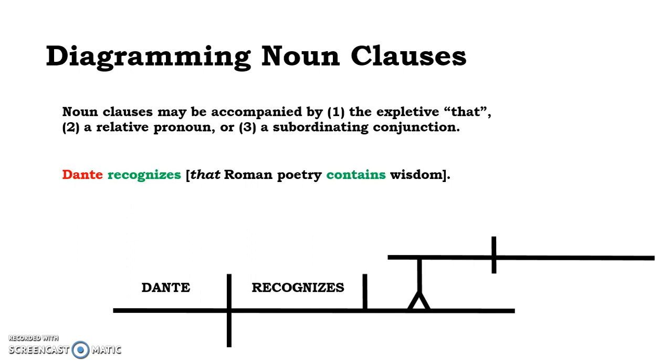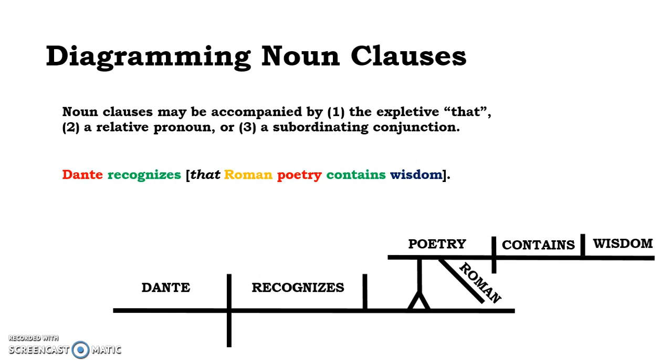Okay, verb, contains, that goes on the baseline here. Poetry, subject, that goes where the subject goes. Roman, that's an adjective we see modifying poetry, so we put it on a diagonal descending line just like any adjective. And wisdom, that is the direct object, that is what the poetry contains. Goes right there like a normal baseline.